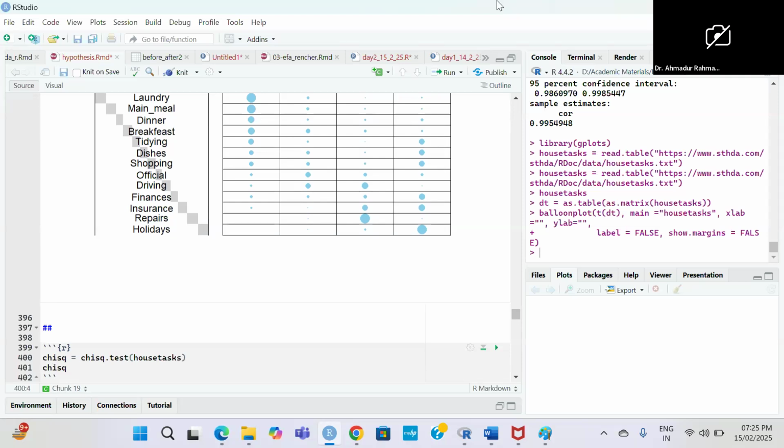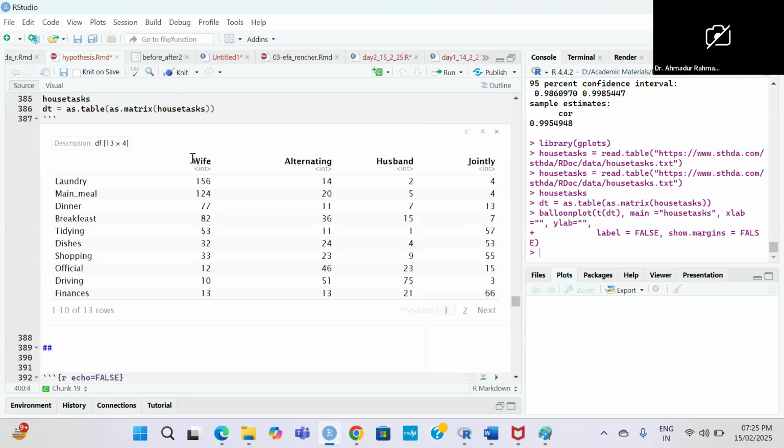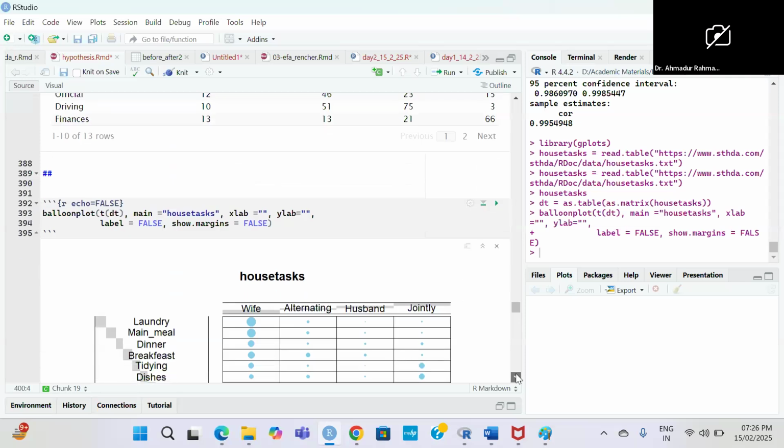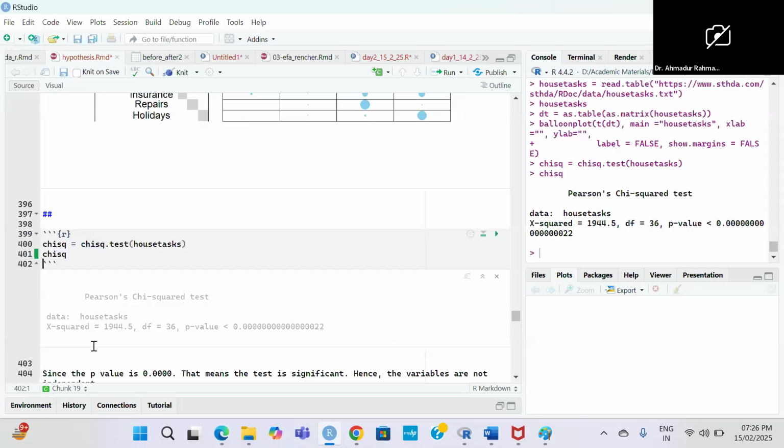Then this is a matrix, or this is in the form of this. See the data set before going ahead. On one axis we have wife, alternating, husband and jointly, and on the other the name of the task, the household task. Then we run this by chi-square dot test. Chi-square dot test is the function, and we simply supply the household data.